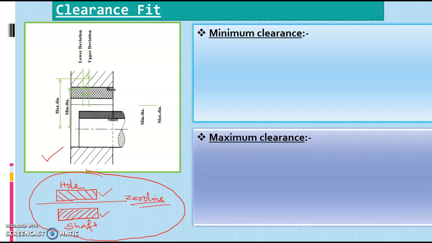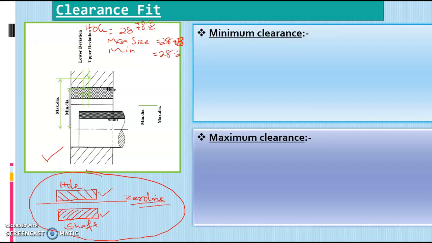In the example, we will consider a hole of size 28 plus 0.2 and plus 0.3. That means the maximum size of the hole will be 28.3, and the minimum size will be 28.2 mm. It is 0.3, not 0.